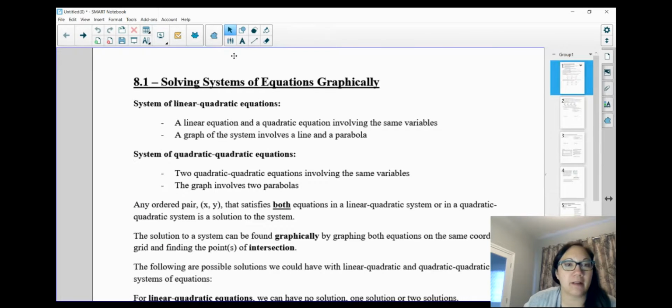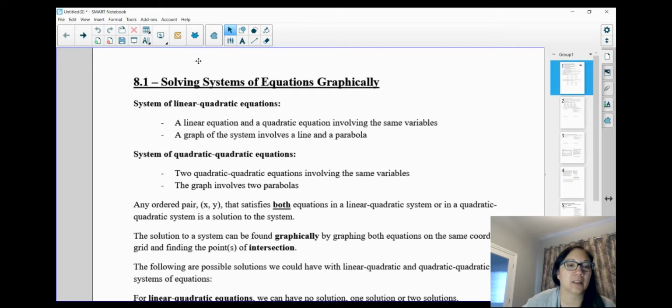So just as a reminder, a little bit about systems of equations. A system of a linear quadratic equation would be a linear equation and a quadratic equation that are using the same variable. And the graph of that system would involve a line and a parabola. If you're looking at a system of quadratic equations, that would mean you're looking at two quadratic equations involving the same variables. And so your graph would involve two parabolas.